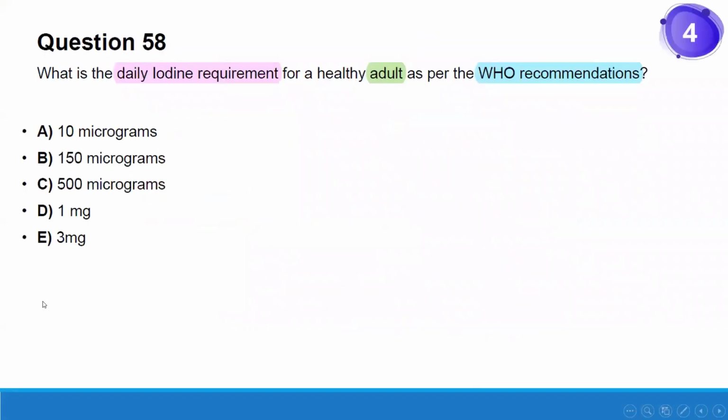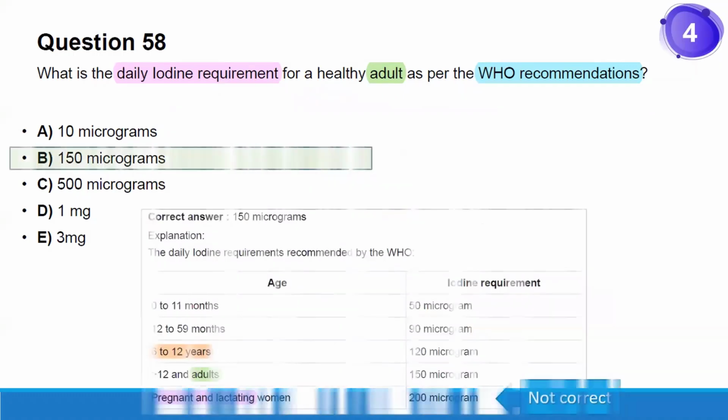And this is a very important question. What is the daily iodine requirement for adults? These are the three questions from the survey, so I will check some questions. Daily iodine requirement for a healthy adult according to the WHO? For an adult male, 150. Yes, this is 150.